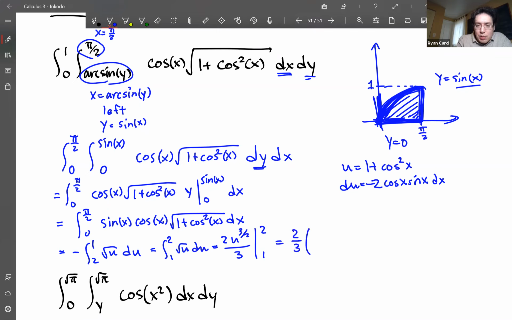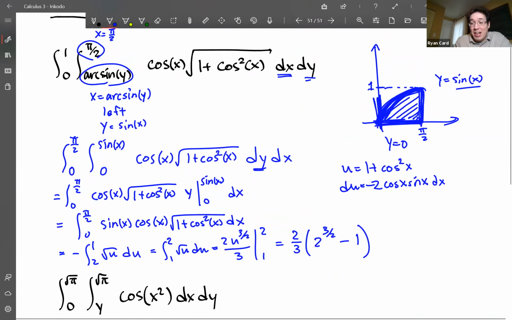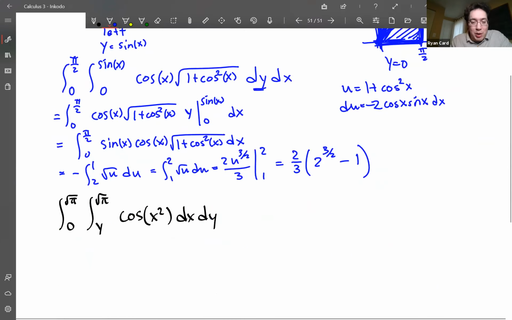So 2/3, 2 to the 3/2 power minus 1. Okay, so that's how you can do that problem. Let's do another practice problem.